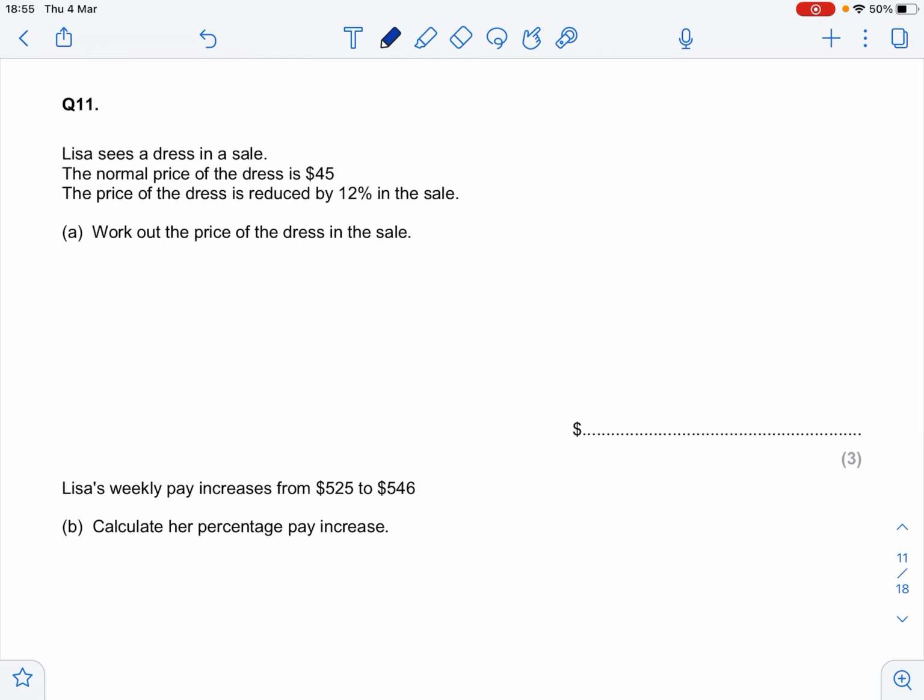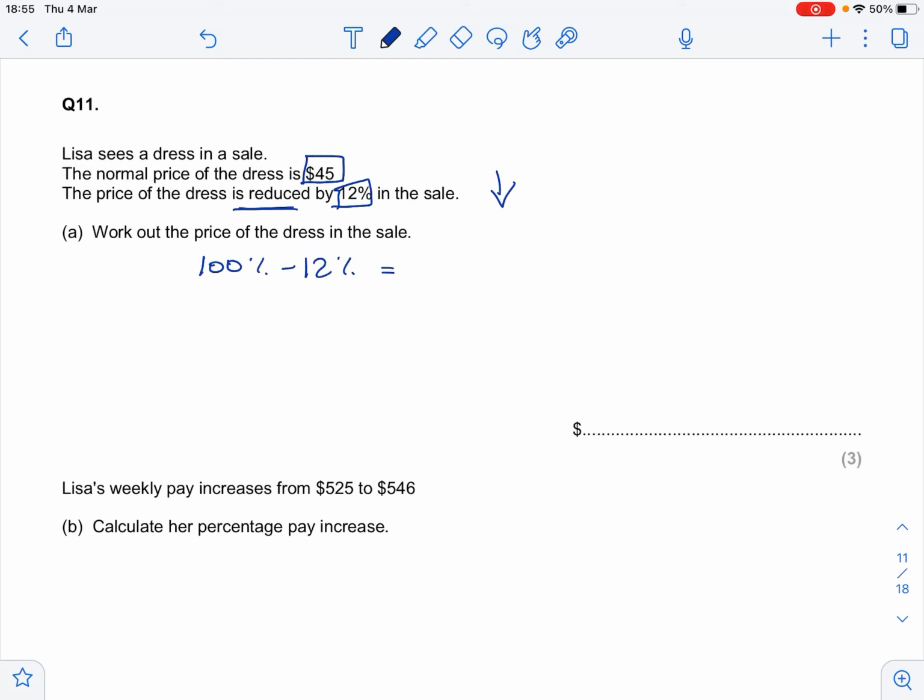Question 11. Lisa sees a dress in a sale. The normal price of the dress is $45. The price of the dress is reduced by 12%. So price reduction, that means we're going to decrease our price. So when we're doing percentage decrease, we're going to subtract. So we start with 100%, subtract 12%.